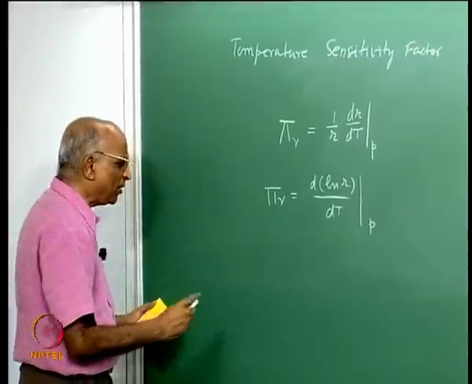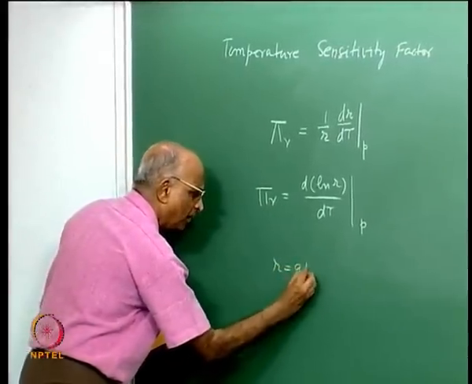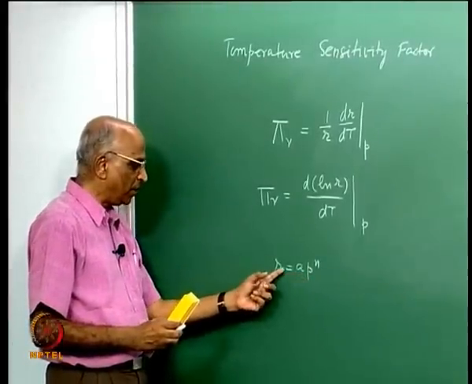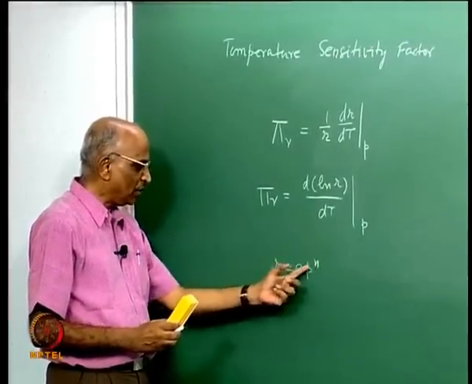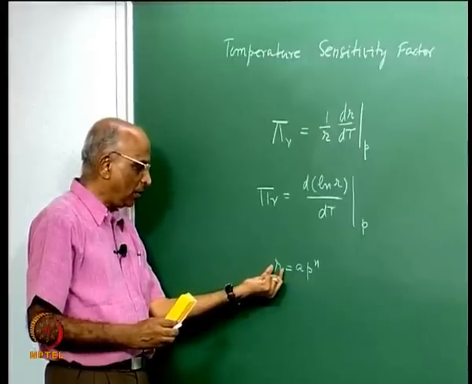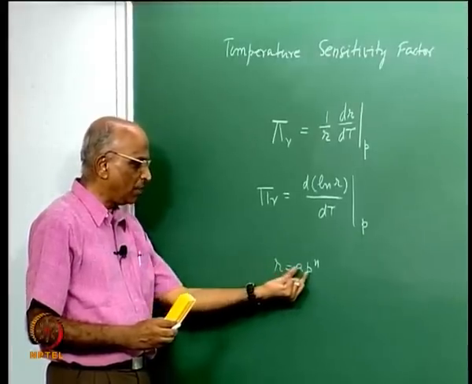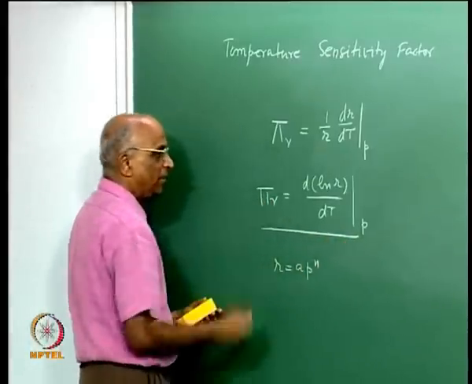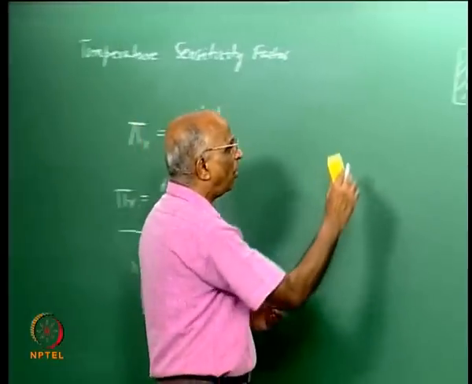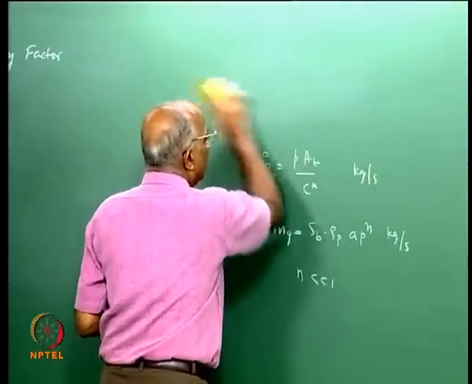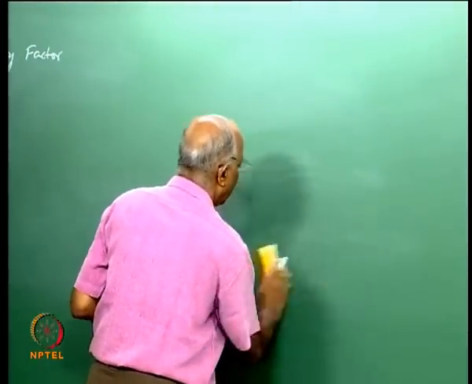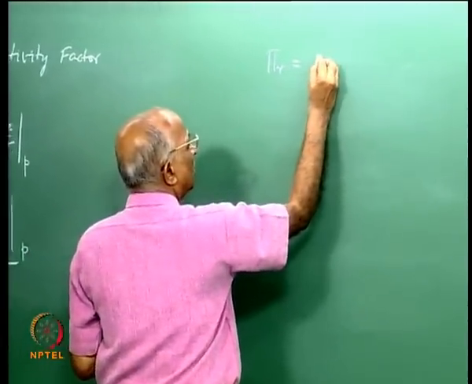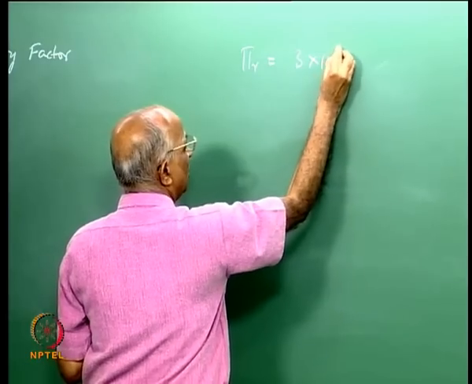And just like, how did we measure r is equal to a p to the power n? We did two experiments at pressures P1 and P2, measured the burn rate r1 and r2, and n was equal to ln r1 minus ln r2 divided by ln P1 minus ln P2. And the same way, this is also measured at different temperatures, and typically the value of the factor pi r, which defines the sensitivity to temperature, is around 3 into 10 to the power minus 3.